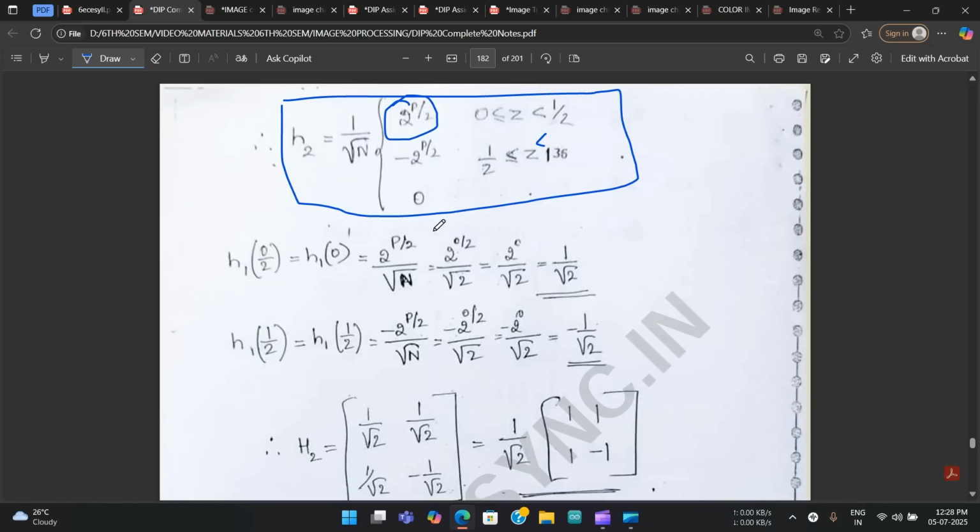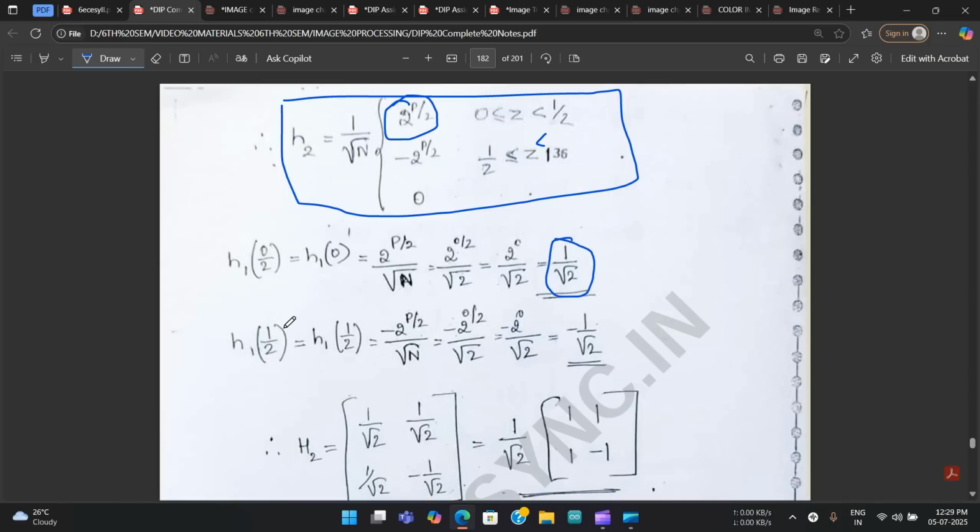Okay, so 2 to the power p by 2 into, so this would be getting multiplied, right? So that is why we have written it as divided by root n. So 2 to the power p by 2. Again, since the k value is 1, we should be taking the value of p as 0. 2 to the power 0 by 2 divided by root 2, that is equal to 1 by root 2. Okay, so in this way we got the third element, h1 of 0 by 2.